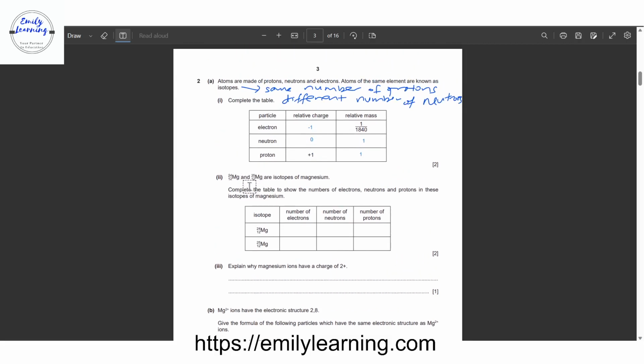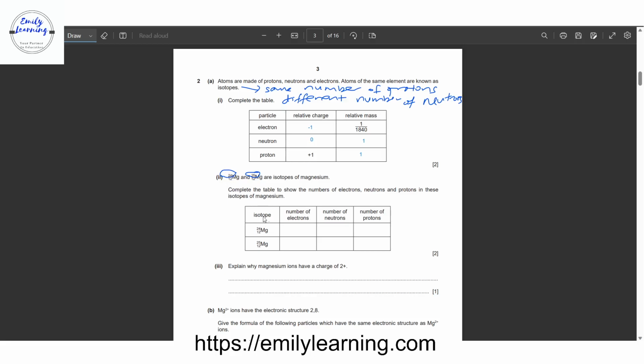You are given 2 isotopes of magnesium. You know there are 2 numbers. The number on top is the mass number, and the mass number tells us the number of protons plus neutrons. The number at the bottom, 12 for both of them, is the number of protons. Because they are isotopes, they will have the same number of protons. The only difference lies in the number of neutrons. So to find the number of neutrons, you take the number on top minus the number below.